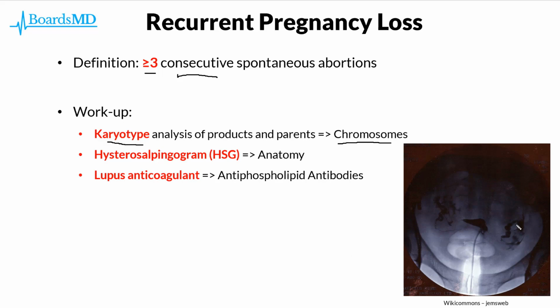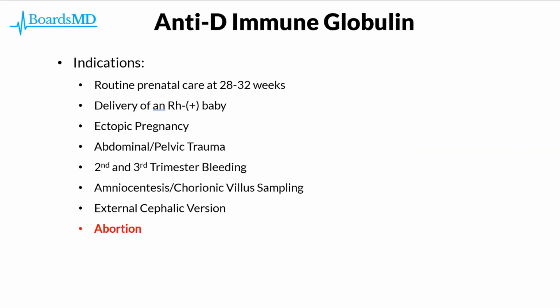And lastly, in patients with recurrent pregnancy loss, it is also standard to, of course, get lupus anticoagulant studies in order to look for the presence of antiphospholipid antibodies, as seen in the antiphospholipid antibody syndrome common in patients with lupus. Furthermore, and you will see this slide frequently throughout our OB/GYN video series, it is important to recognize the indications for the use of anti-D immune globulin.